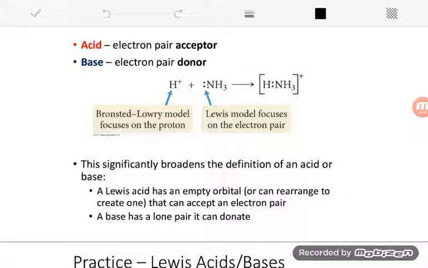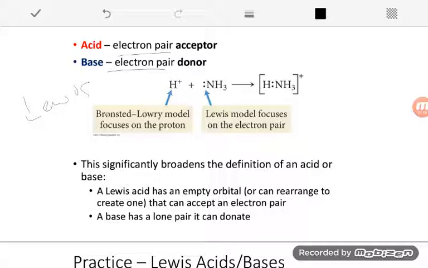In the Lewis model, instead of focusing on H+, we're focusing on electron pairs. So what's interesting is that you can have an acid and a base that do not have hydrogen whatsoever. Instead, what we need to do is look at your electron pairs. So what you'll often need to do is draw that Lewis dot structure, right? So these are Lewis acids and bases. Not surprisingly, you'll have to look at that Lewis dot structure.